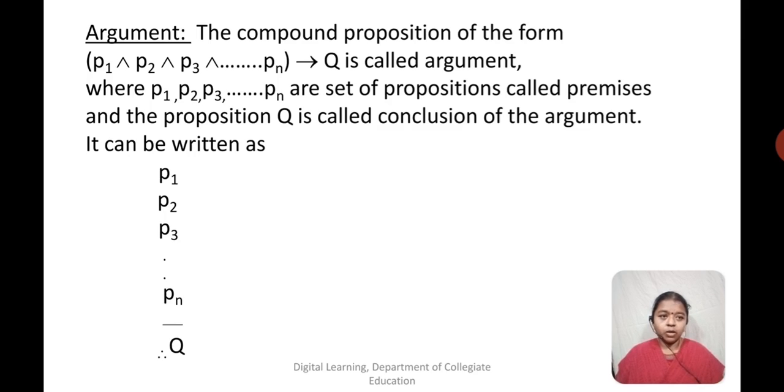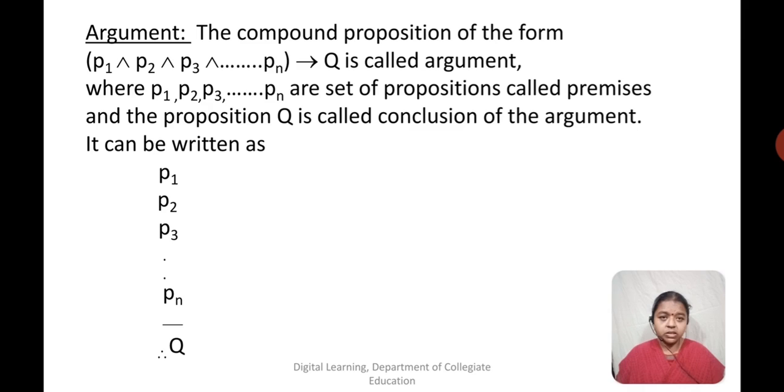Now let's see what an argument is. The compound proposition of the form P1 and P2 and P3 and so on Pn implies Q is called an argument, where P1, P2, P3 and so on Pn are a set of propositions. These are called premises, and the proposition Q is called the conclusion of the argument. It can be written as P1, P2, P3 and so on Pn, therefore Q.